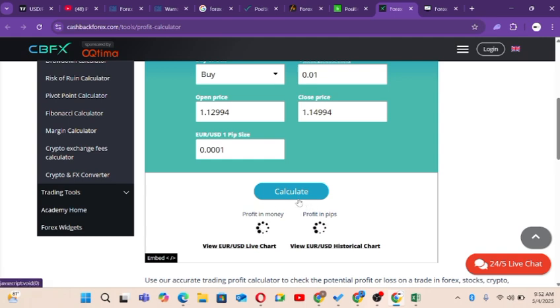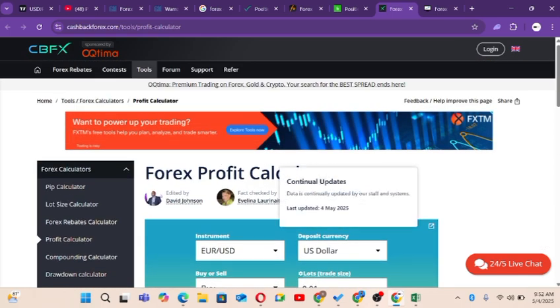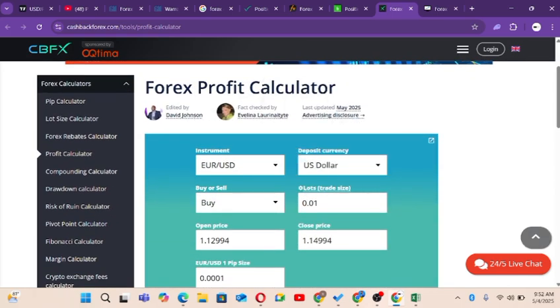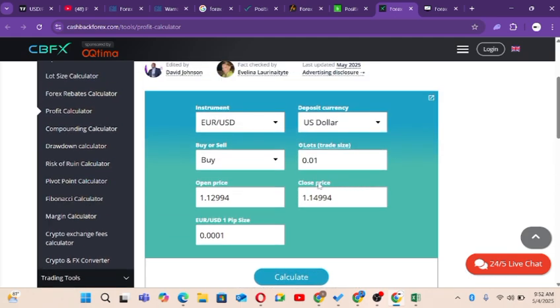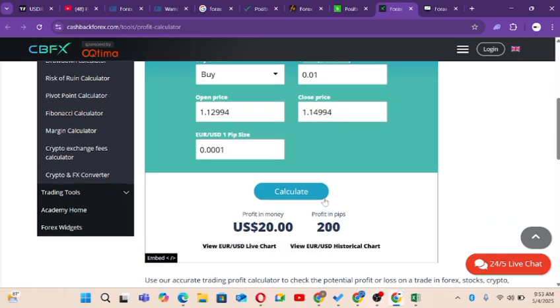So let's click calculate and let's see how the profit will come out to be. If we are using dollar, using this amount and this lot size, you see we are having a profit of 200 pips, and the profit in money will be $20. So this trade will give us $20 because we are aiming for 200 basis points. That is what we are expected to make from this.